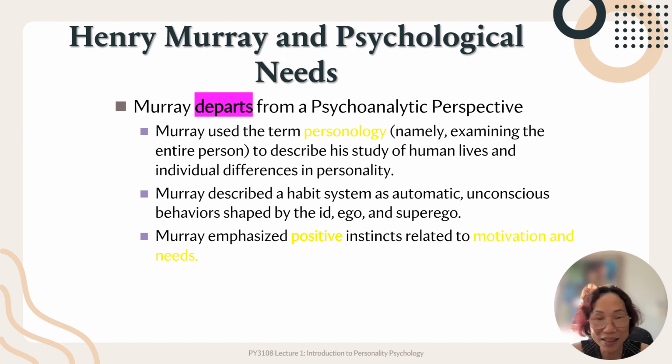in personality. And he described a habit system as automatic unconscious behavior shaped by the ego and superego. So now we can see the connection between Murray's projective test and Freud's theory, still using the ego and superego. Murray emphasized a positive instinct related to motivation and needs rather than negative instinct, rather than everything being driven by sexuality or sex force. So this is the difference between Murray and Freud's theory.